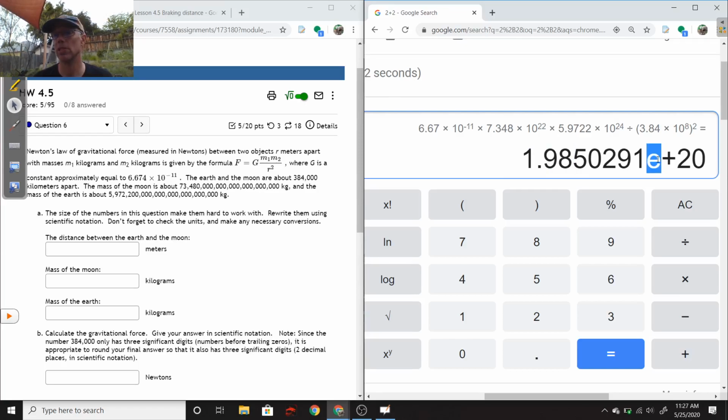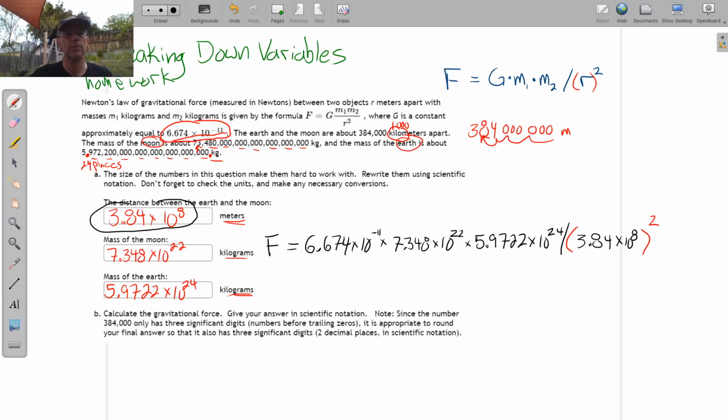E on a calculator means times 10. Sometimes your calculator has a lowercase, sometimes an uppercase. And then the next thing is the power, positive 20. So I'm going to write that down and then double check I did this right before I hit check my answer. So I believe the result of that whole calculation is 1.99 times 10 to the 20th power.